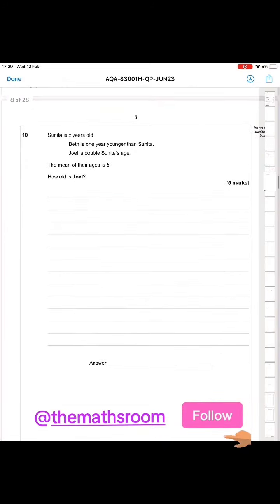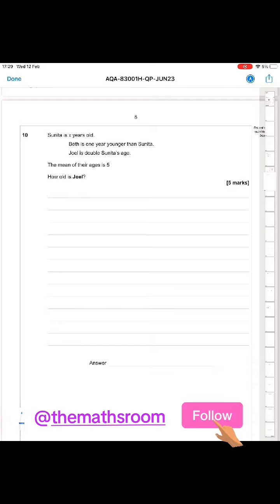Next question. So we've got that Sunita is x years old. Now we're going to do this algebraically to solve it. It's a nice 5-mark question here.